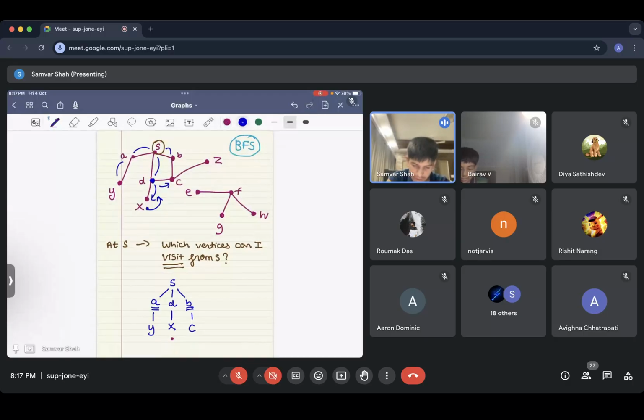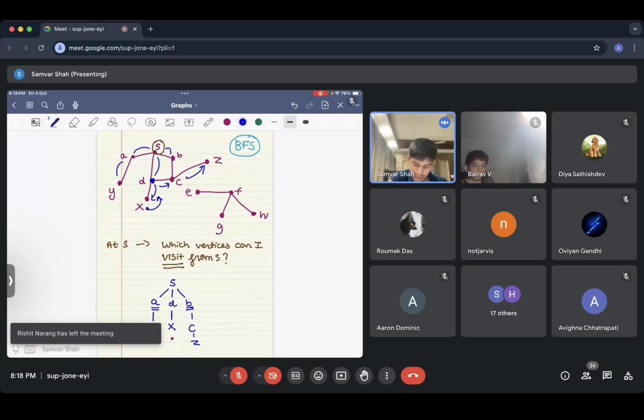So now it says C and B are still open though. From C, I can go to Z, and then from Y I'm done. So this layer is done. Then I move to Z. I say, okay, there's nothing else I can do. So I'm done. These are all the vertices which can be visited from S.